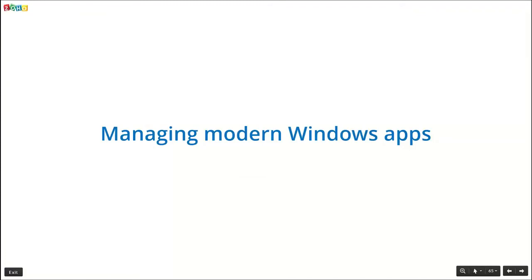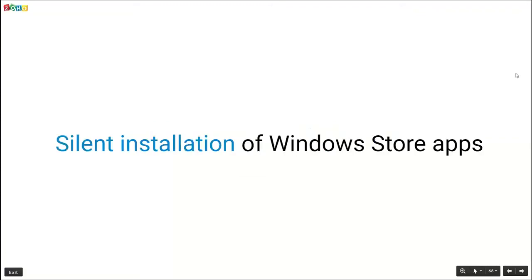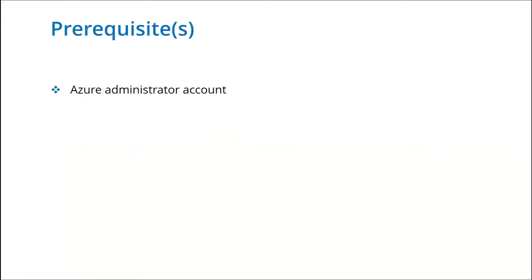So coming to Windows application management, we'll see how to silently deploy the store applications. We'll then move on to the management of enterprise applications. To deploy store applications from MDM to the Windows devices, the prerequisite is that you need an admin account, because without that we will not be able to integrate our Windows Business Store with the MDM solution, thereby distributing the applications.